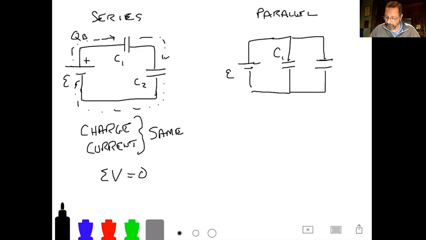I should make my lines the same, because that's how we draw capacitors. There's C2, and those capacitors are in parallel. They kind of form a little ladder, whereas a series is an arrangement of head to tail. One of the things we do believe in this case is that the voltage across C1 is exactly equal to the voltage across C2. Parallel voltages are the same.